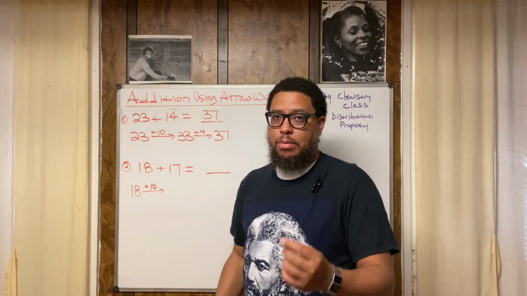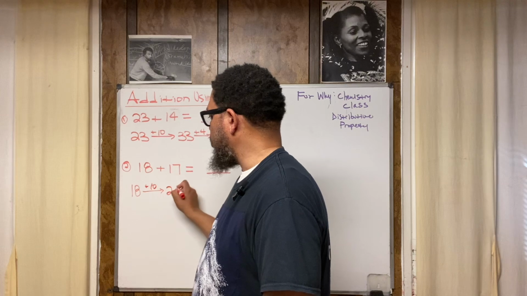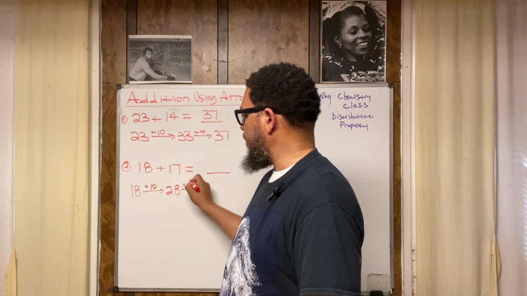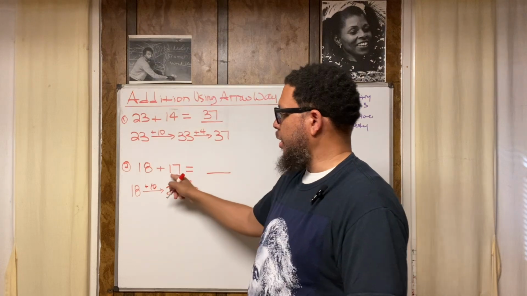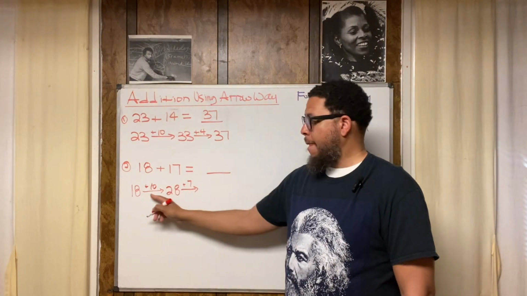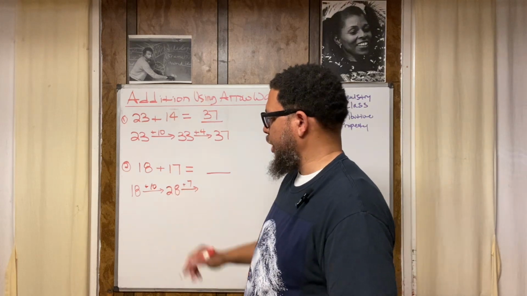So that means I got a 2 in my tens place, and I still got the 8 ones. So that's why this is equal to 28, right? Then I draw another arrow. What am I adding? I'm adding 7. Where'd that 7 come from? It came from the 17. The 17 is the same as 10 plus 7. That's 17. Now, what's 28 plus 7?